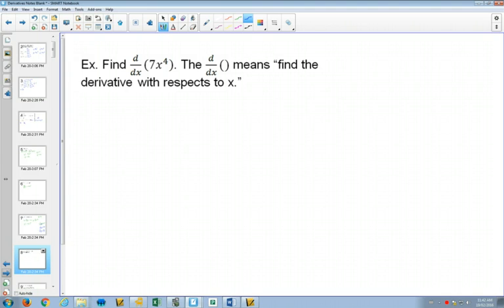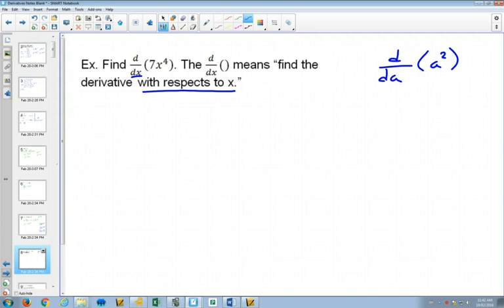Another way of asking to find the derivative is by having this notation out in front of a function, d/dx. So the d/dx means find the derivative of whatever's inside with respect to x. Now we know that it's with respect to x because there's a dx on the bottom. Technically, we could choose different variables. You could find d/da of a squared, and it would just be changing the variable from x to a.